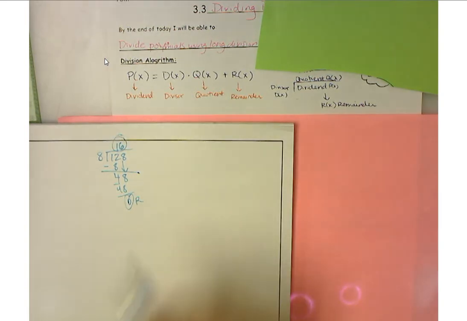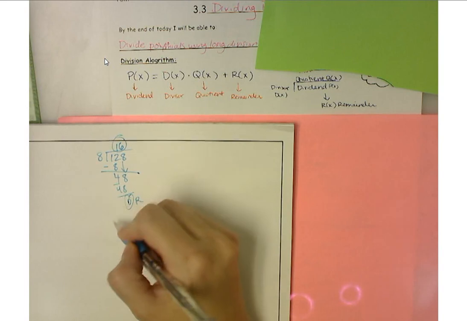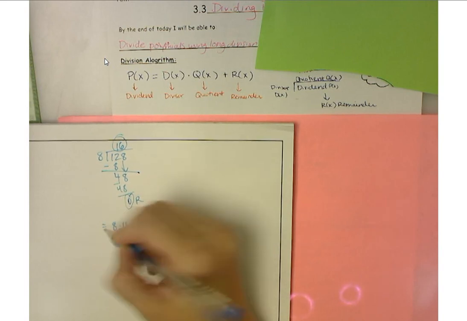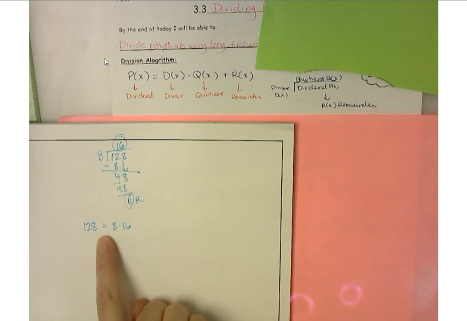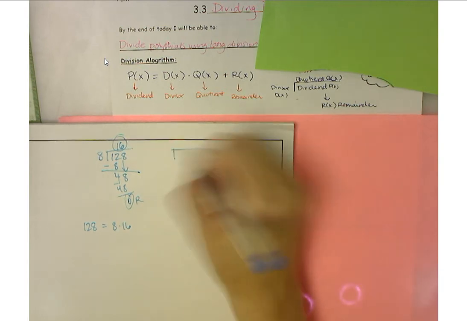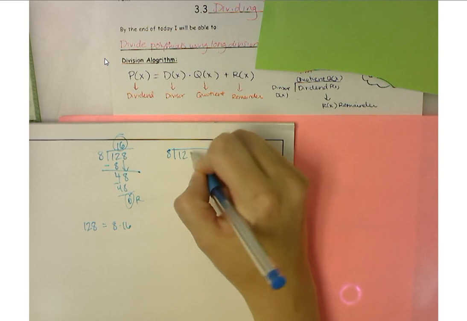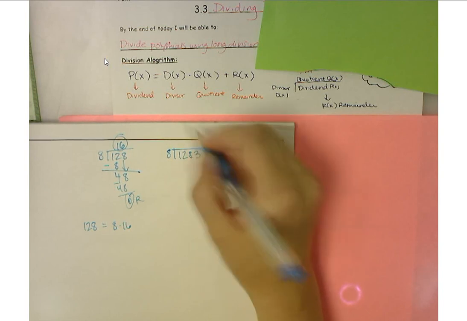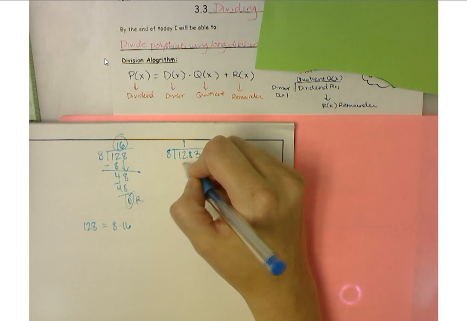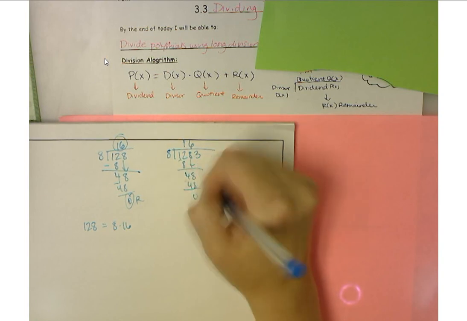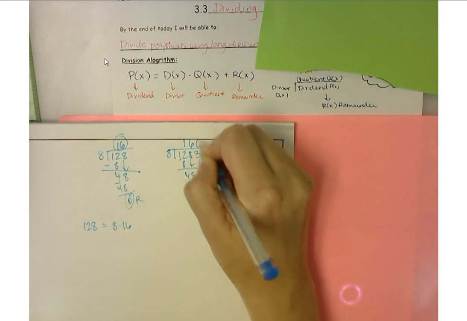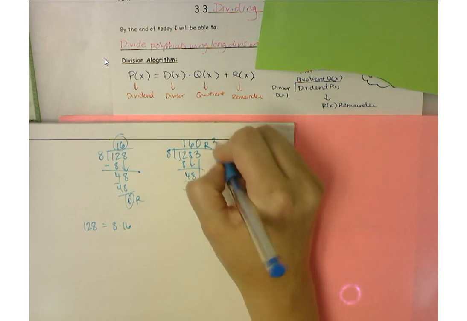Okay? So what this is saying is 8 times 16 is going to equal 128, right? Your dividend is going to equal your divisor times your quotient plus your remainder. So let's say we didn't have something it went into evenly. We're going to do 1, 2, 8, 3. So again, it goes into 12 one time. You have the 48, so it goes in there 6 times. Then you bring down the 3. It doesn't go in there, so you have to put a 0. But then your remainder is 3.